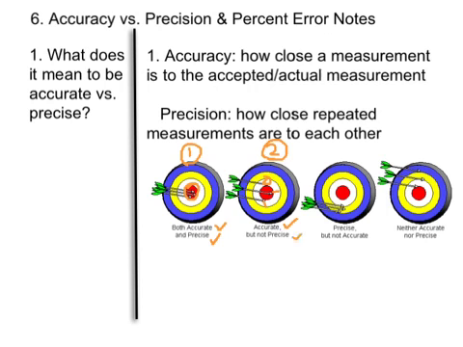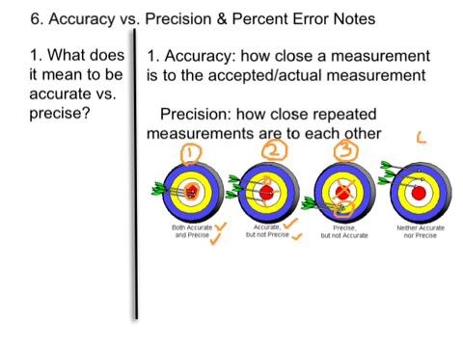Now, if we take a look at the third scenario here, again we see all of the arrows clustered together. That's good in precision. Each time we were able to repeat the same results. However, they missed the target. They did not get the target at all. So in this scenario, all of the arrows are precise. They're next to each other, but they're not accurate because they didn't hit the red target at all.